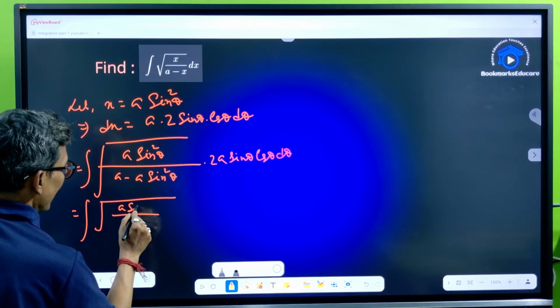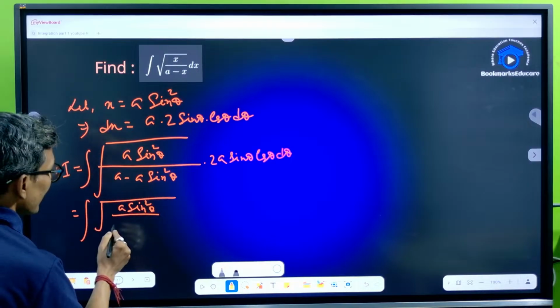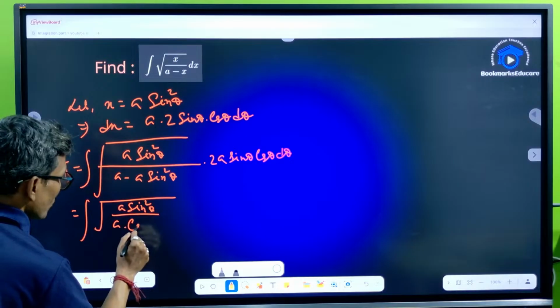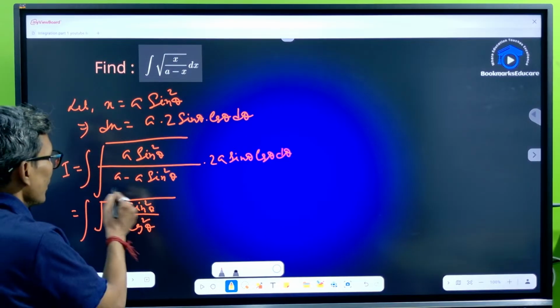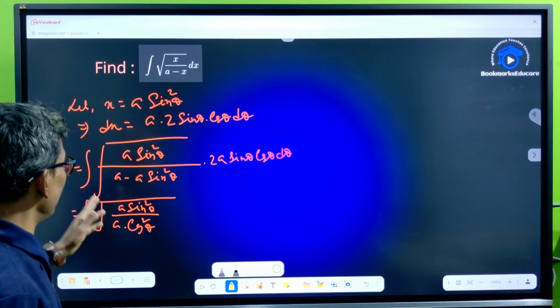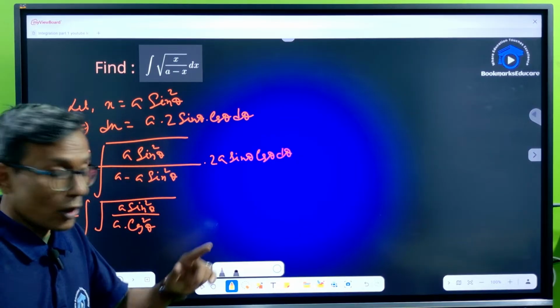a sin square theta, if we take a as a common factor, then what happens, a into cos square theta. If we take a as a common factor, then a into 1 minus sin square theta, that means cos square theta.